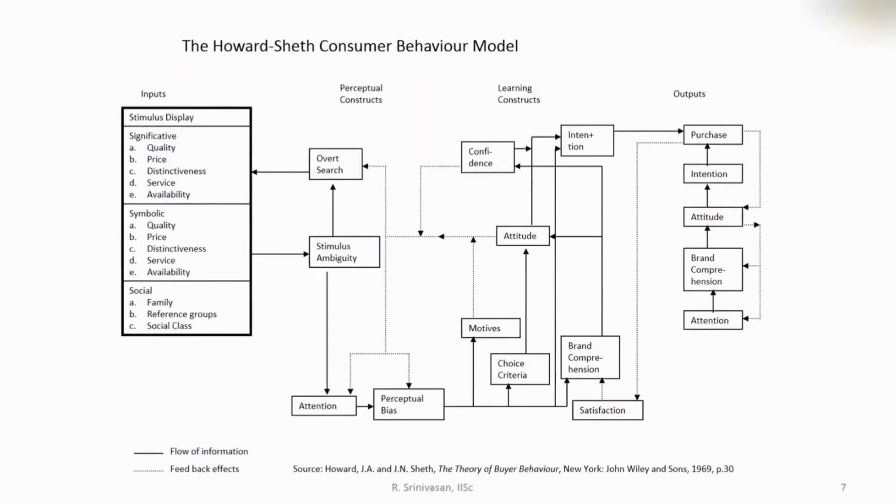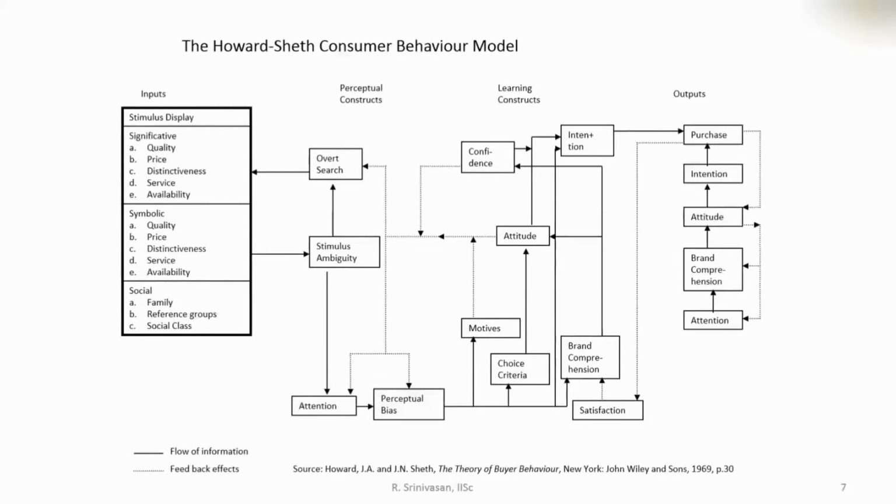We look at an important consumer behavior model. This is called the Howard Sheth consumer behavior model. Howard is an American, Sheth is an Indian. Both of them came out with this wonderful model on consumer behavior back in the year 1969. This is taken from their book on the theory of buyer behavior, which came out through John Wiley in the year 1969. In this book you can find this model on page number 30.